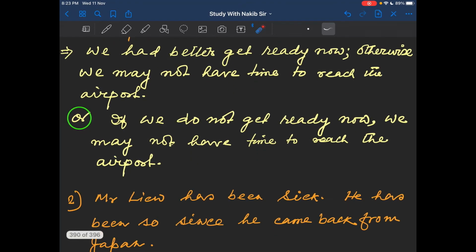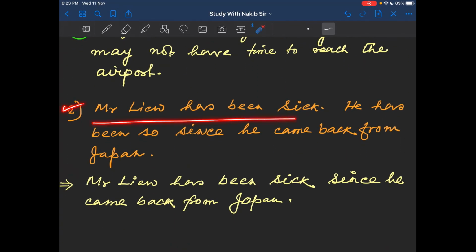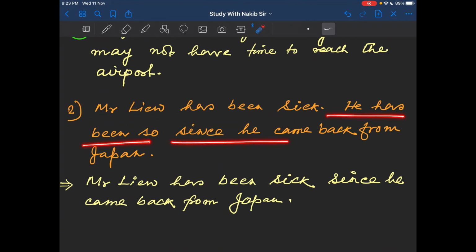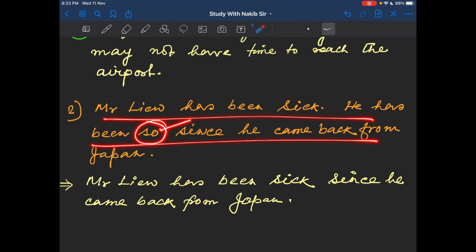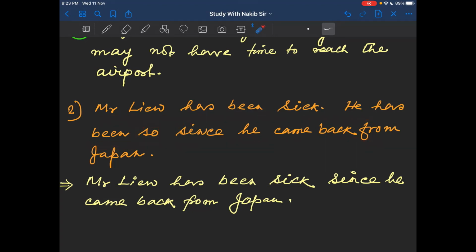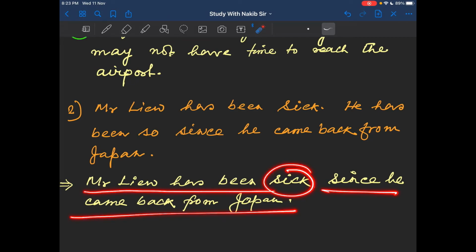Okay. Now see the second question. Mr. Liu has been sick. He has been so since he came back from Japan. So everything is said here. The relation is in place of so. So means he has been sick. So in place of so, if you write sick only, your two sentences will be combined into a single sentence. See the answer. Mr. Liu has been sick since he came back from Japan.